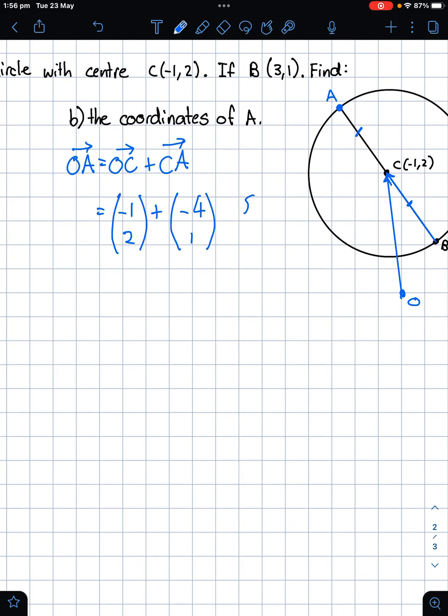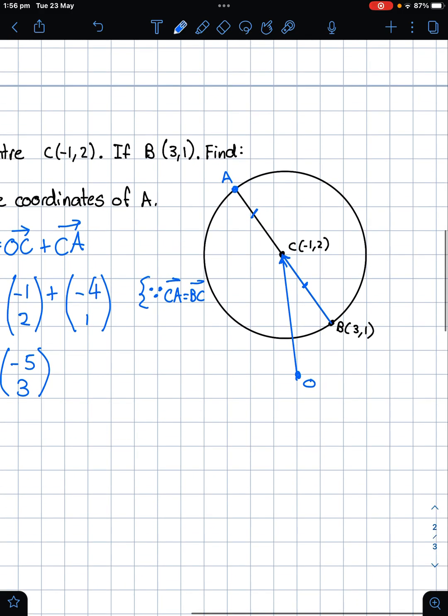Because CA equals BC, those vectors are the same. So we can do this: you've got to remember this is calculating OC. So -1 plus -4 is -5, and 2 plus 1 is 3. We've got our coordinate here should be -5 and 3.